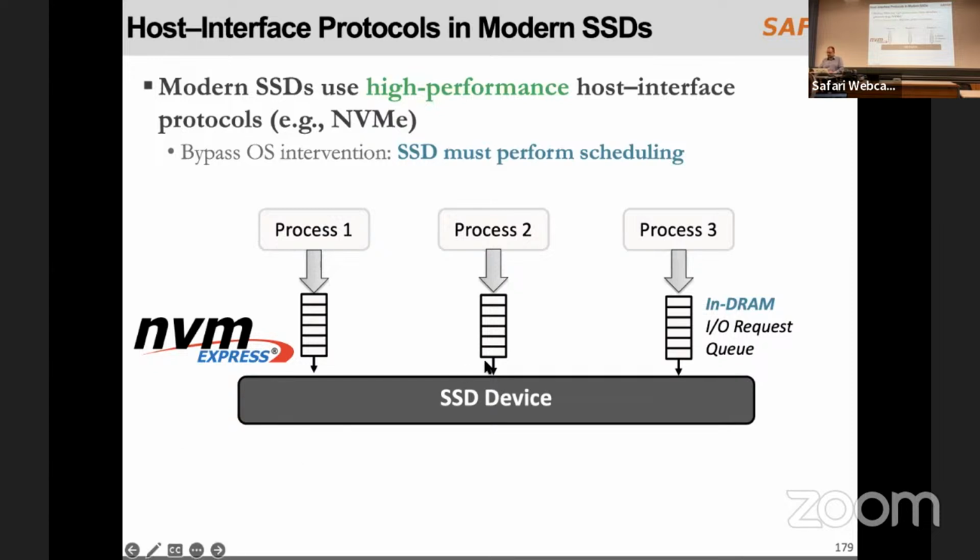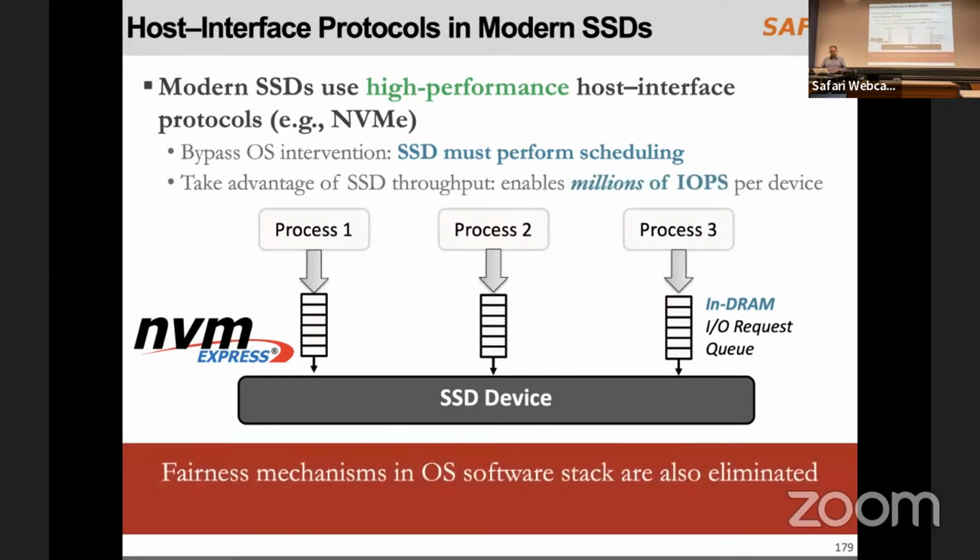Now you can see that when we map this queue to the SSD device and there is no OS, no one is doing that scheduling. Then you can guess that we have fairness issues. In the past, the OS was somehow handling fairness using IO scheduling. But now there is no IO scheduling going on at the OS level. Everything is happening at the SSD, and that can cause fairness issues.